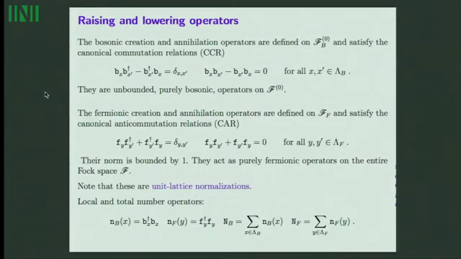And then bosons and fermions are in this algebraic setup specified by canonical commutation relations and canonical anti-commutation relations. So they are written here. And the main difference between these operators is that the boson operators are unbounded operators, and the fermion operators have norm bounded by 1. So they are much easier to deal with.